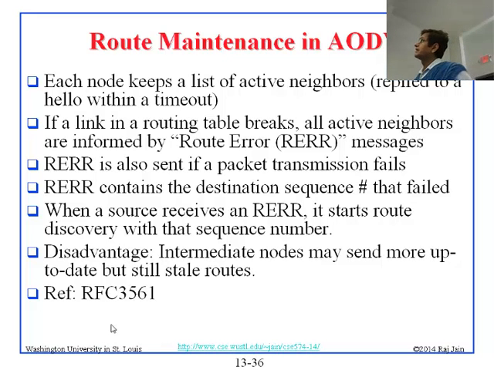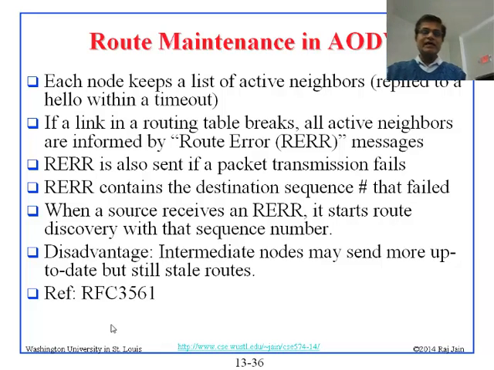Now what happens if there's an error? So if you don't reply, then you are no longer a neighbor. So hopefully you are a neighbor, and then if you cannot send anything, then at that time you send an error message. Error message is sent if the packet transmission fails or if the hello doesn't get through, and it contains the destination sequence number that was failed. So when somebody receives it, they either try to get a new route if they need it. Otherwise, you just basically know that this information is out of date now. All right. So the error message is sent back.